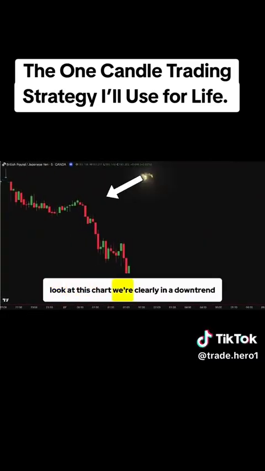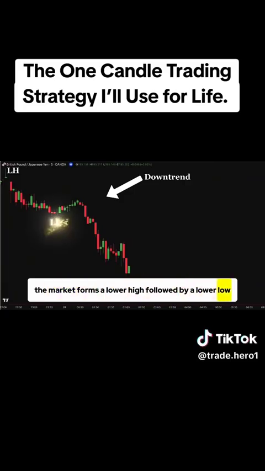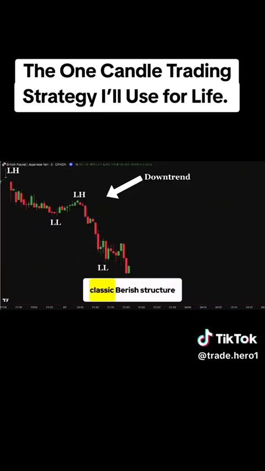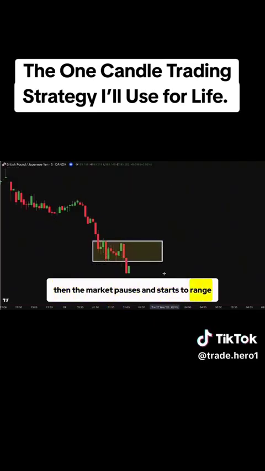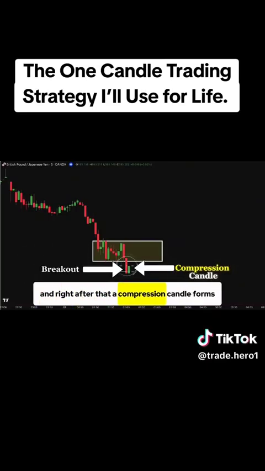Look at this chart. We're clearly in a downtrend. The market forms a lower high, followed by a lower low, then another lower high, and another lower low. Classic bearish structure. Then the market pauses and starts to range, moving sideways with no clear direction. Eventually it breaks below the range, and right after that, a compression candle forms. It looks like the perfect setup.